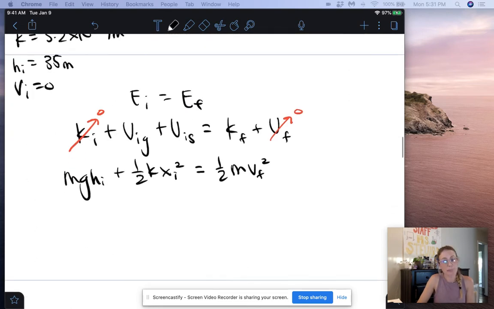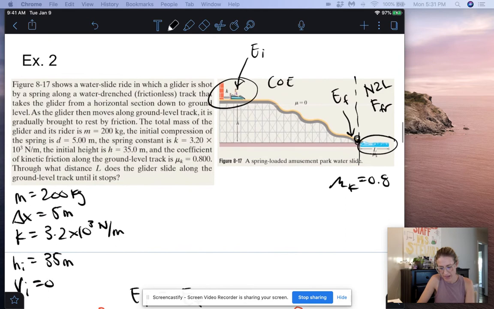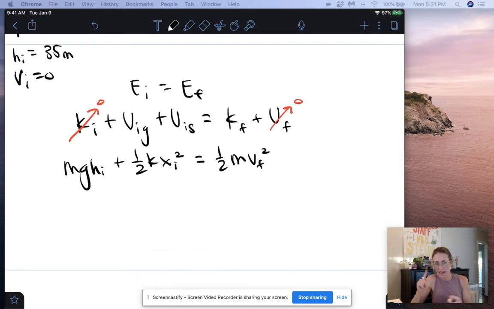So we can plug in our numbers and see what we're trying to find. First and foremost, we need to find the final velocity at the bottom, because we know that we're going to slide to a stop during that L portion, and we want to know what L is. So in order to find what L is, we first have to see how fast we're going at the very bottom. That's why we need to find the final velocity. And I know the mass, I know the initial height, I know K, our spring constant, I know x initial, our initial compression of the spring. And so we know everything in order to find that final velocity.